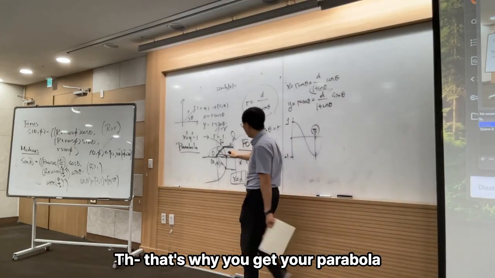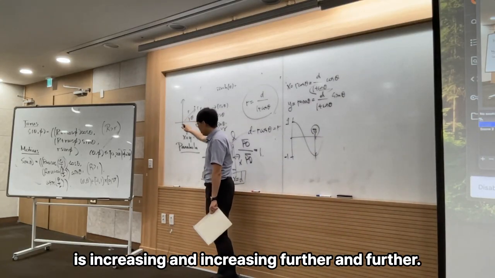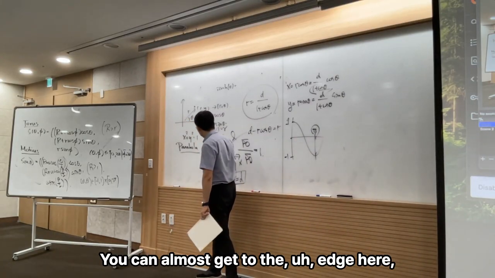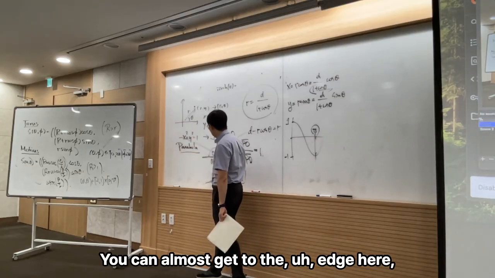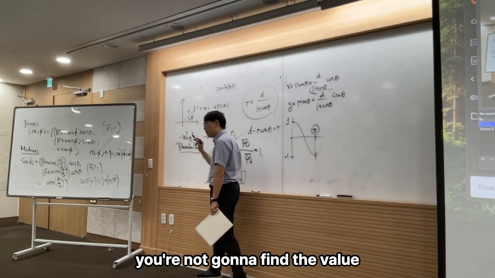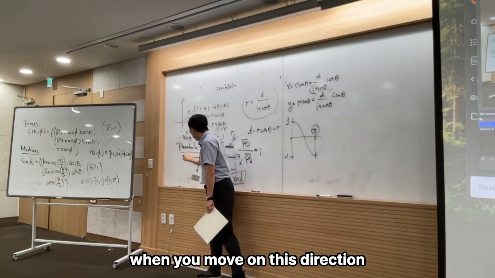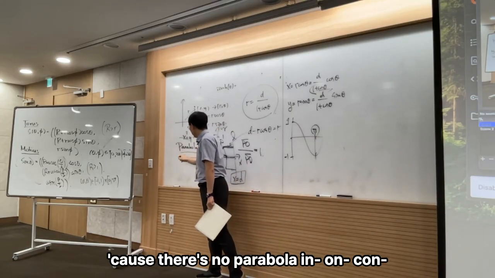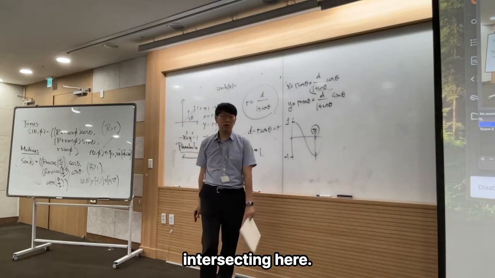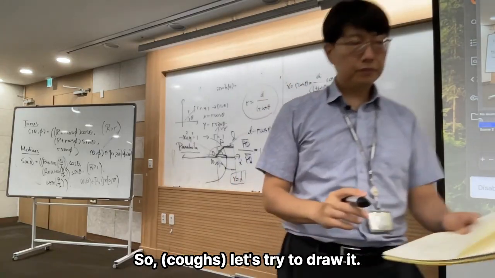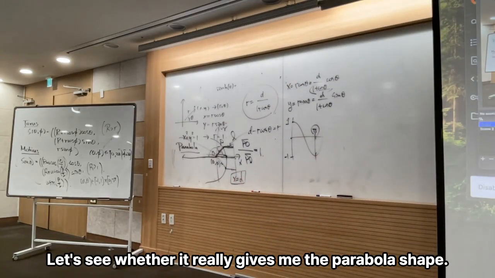That's why your parabola keeps increasing further and further. You can almost get to the edge here, but you're not going to find a point on the parabola when you move in this direction, because there's no parabola intersecting here. So let's try to draw it. Let's see whether it really gives me the parabola shape.